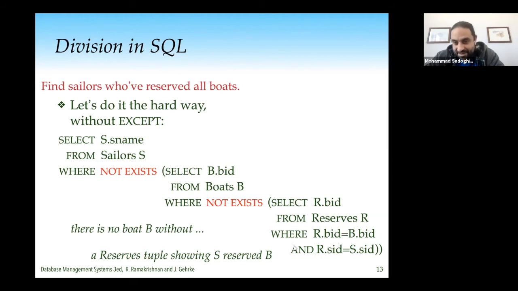So what happens in this lower one is that I see if there is a reservation for a particular boat and a particular sailor. If there is a reservation, that boat will not be selected. So if for every boat there is a reservation, no boat will be selected for that particular sailor. That means that sailor has reserved every single boat.